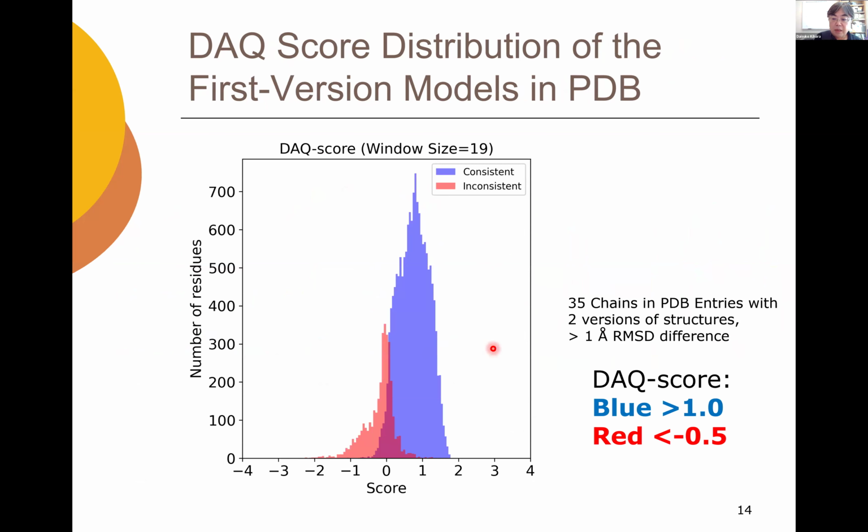In summary, if the amino acid assignment is wrong, then the score distribution looks like this. It goes to negative; the distribution shifts to the negative. When the amino acid assignment is right, this is the blue score distribution. There is some overlap, but if the DAQ score is lower than minus 0.5, for almost all cases the sequence assignment is wrong. It's good to double check whether you could improve the modeling.